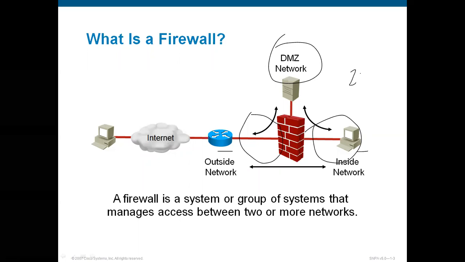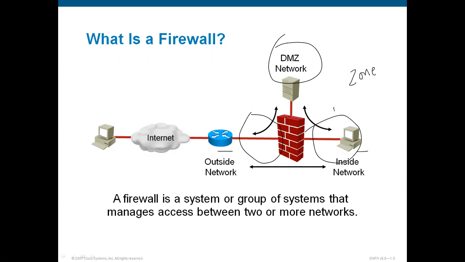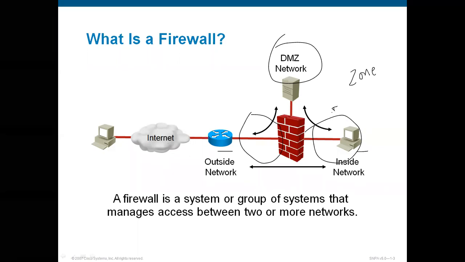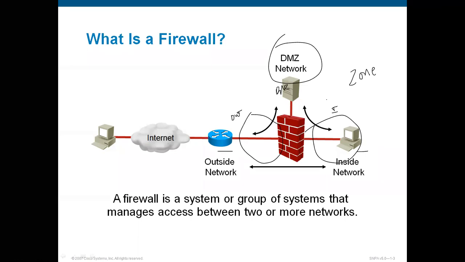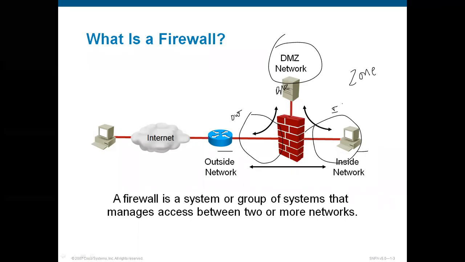What is a zone? A zone means a boundary. This is the inside zone, where your actual LAN is. This is the outside zone, and this is the DMZ zone. With Cisco ASA, you first need to create the zones. Every zone is attached to an interface. This is one interface, this is another interface, and this is another.